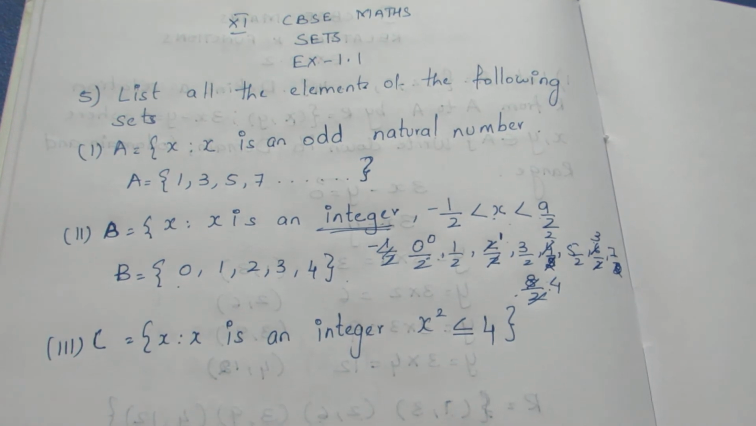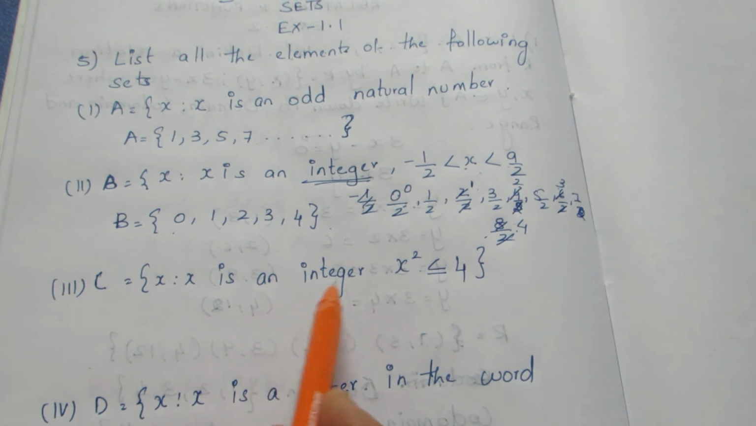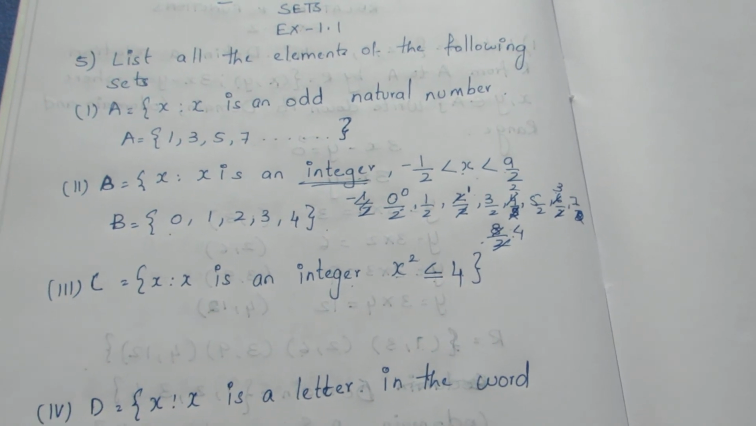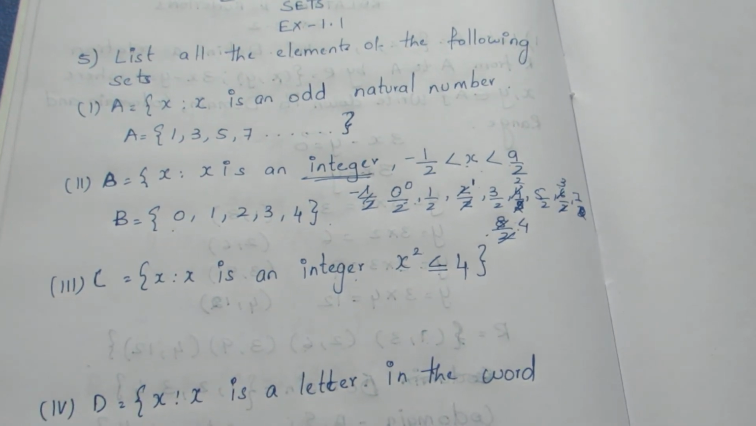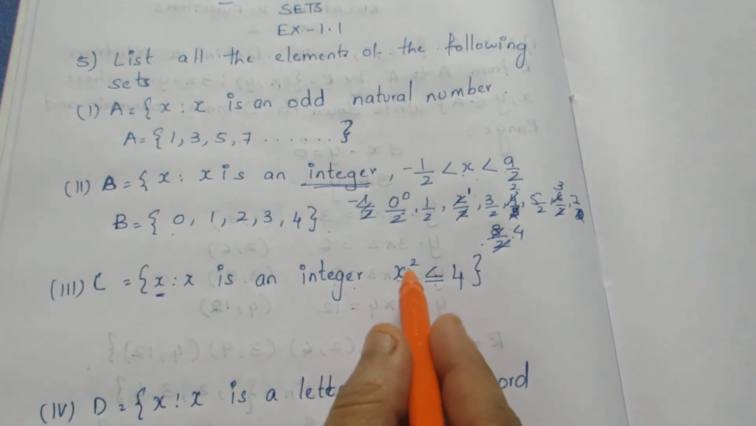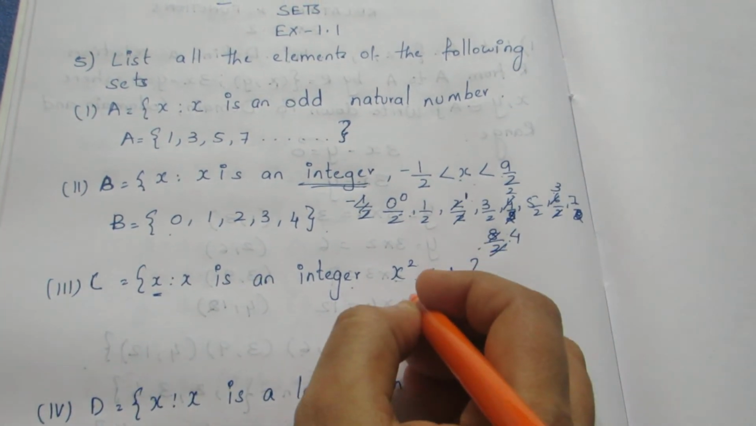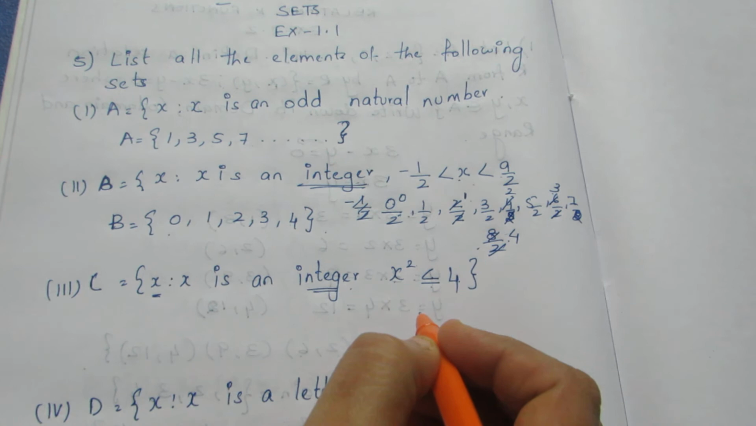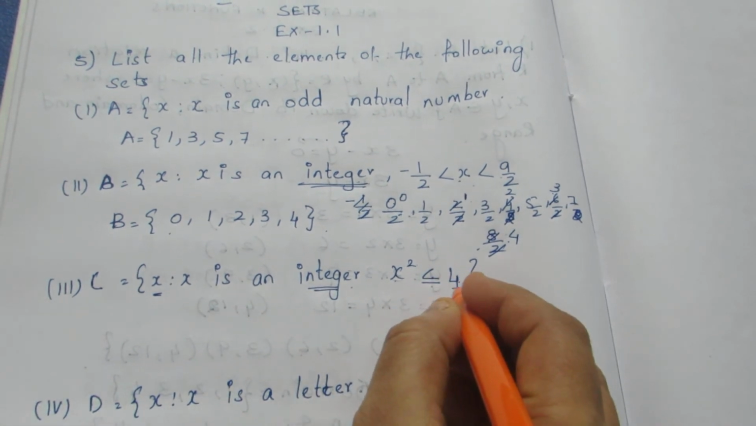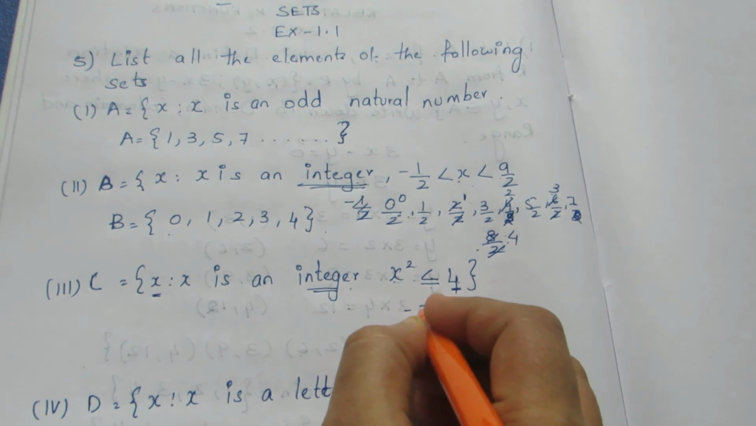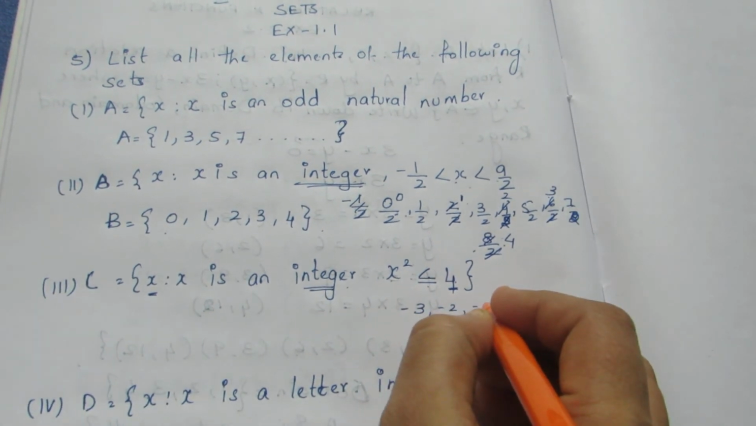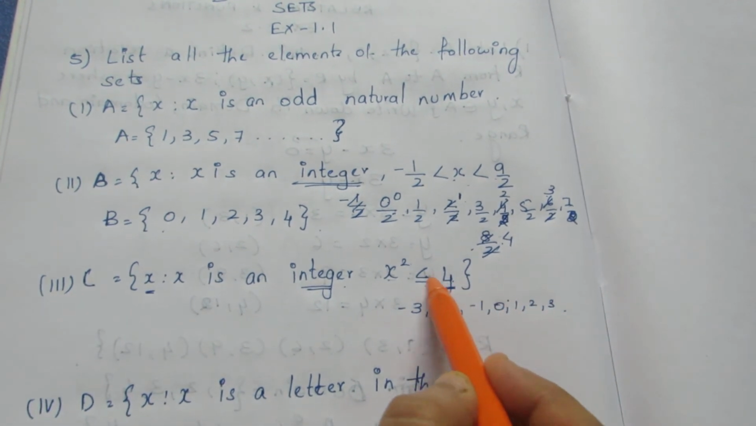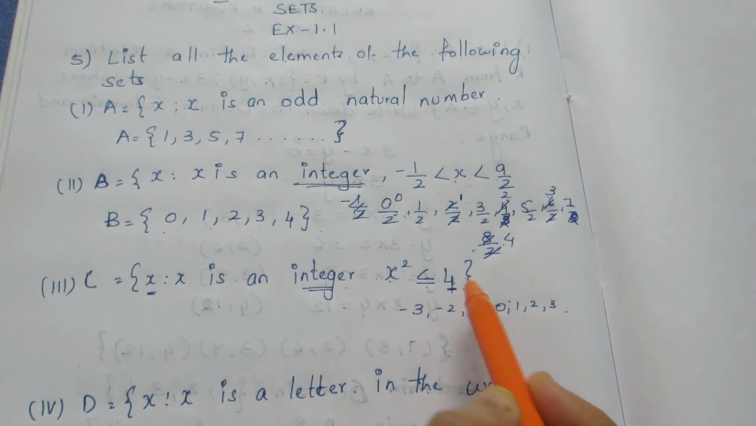The third one, the question is C is equal to {x such that x is an integer, x square is less than or equal to 4}. We need to find the x, and it's given that x square is less than or equal to 4. So you can substitute the values for x. As it is an integer, it can be in negative form also. So we know that less than 4 is 3. So it can be minus 3, minus 2, minus 1, 0, 1, 2, 3. Okay, here the condition is x square should be less than or equal to 4.